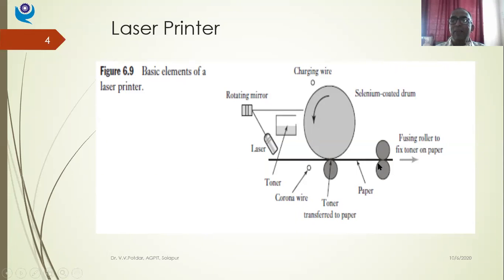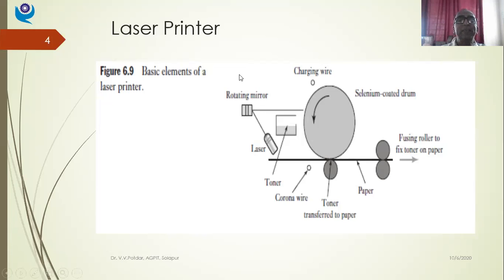Now once again I have one more fusing roller to fix the toner on paper. This fusing roller will fix the toner or the ink on the paper, and that's how "I study at AGPIT" statement is printed on the sheet of paper. Hope you have understood the working of a laser printer.